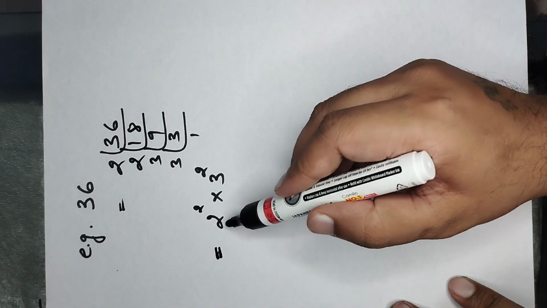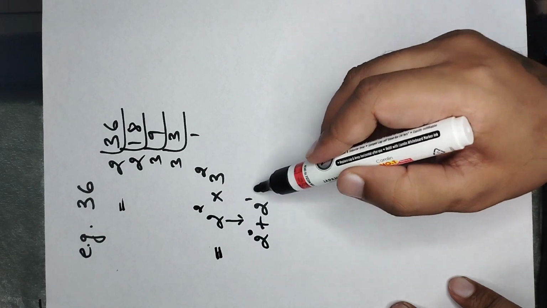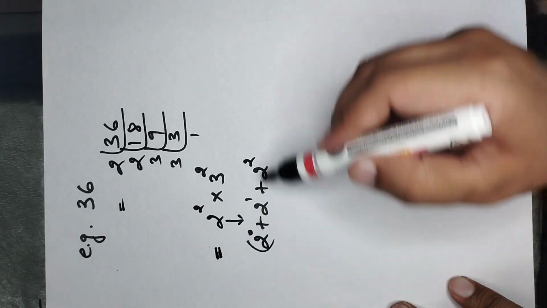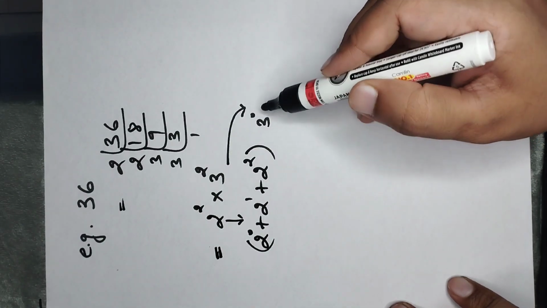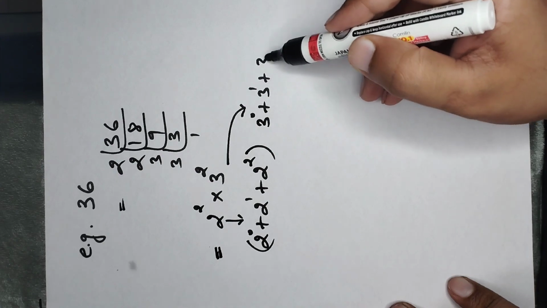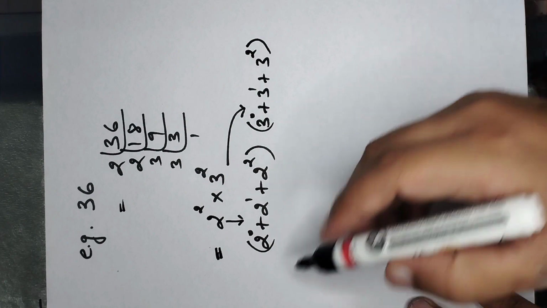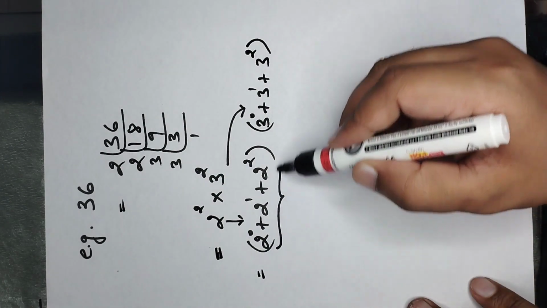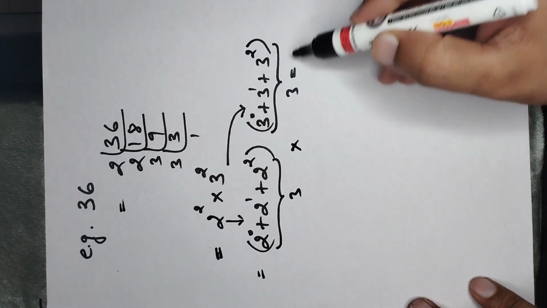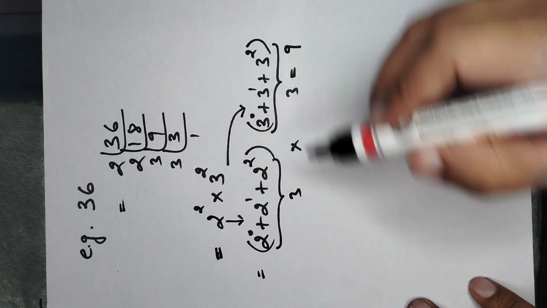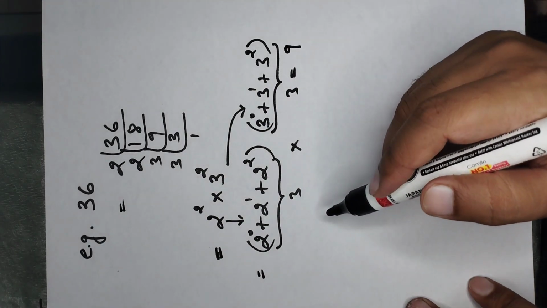The way of doing this is, I can write this number as 2 raised to the power 0 plus 2 raised to the power 1 plus 2 raised to the power 2. Similarly, I can write 3 raised to the power 2 as 3 raised to the power 0 plus 3 raised to the power 1 plus 3 raised to the power 2, as I told you in the previous example. Now if you see this, I got 3 factors from here, 3 factors from here, and if I multiply them, I can say there are total 9 factors of this number 36.